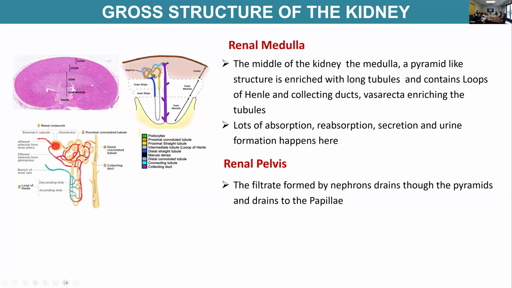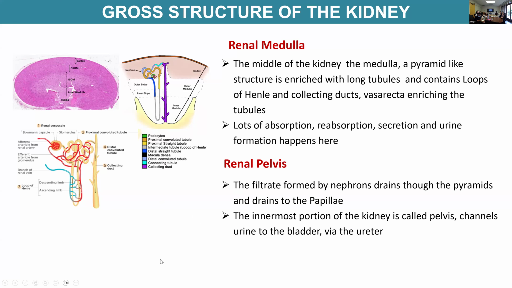So the renal pelvis is the final area where the filtrate formed or drained by the nephron is collected, and then it is excreted out. The urine comes out of the papilla and collects temporarily in the pelvis region, and then it goes to the bladder through the ureter.